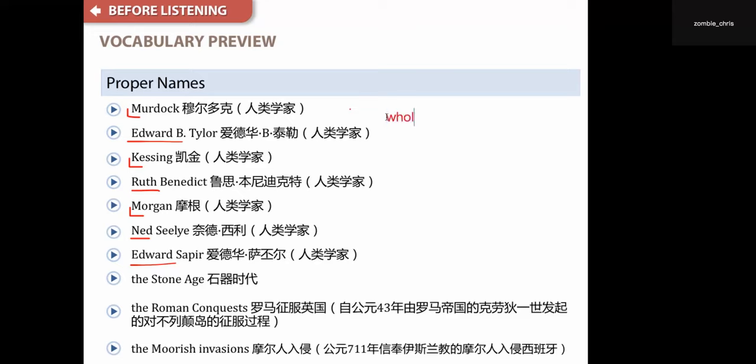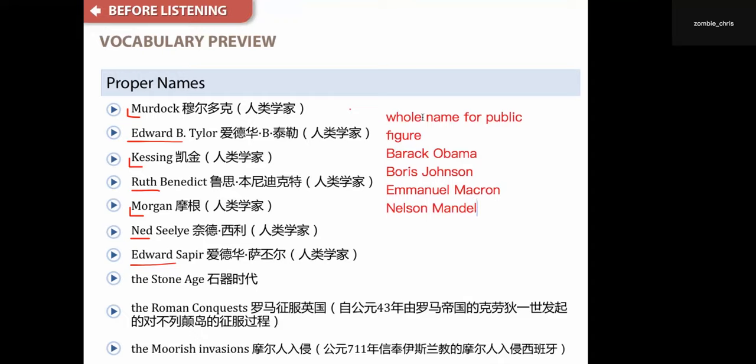It's more common to use the whole name for public figures, though. So you would actually need to say Barack Obama. You would actually need to say Boris Johnson or Emmanuel Macron. We wouldn't say Mr. Macron. You would call him Emmanuel Macron. So it's more common for public figures to use the full name. I'm just trying to think of some famous people just to add a bit of variety here. So when you're writing or speaking, with public figures like Barack Obama, Boris Johnson, Emmanuel Macron, Nelson Mandela, Tom Cruise, I guess, as well, we would always use the full name rather than just referring to them by their surname.